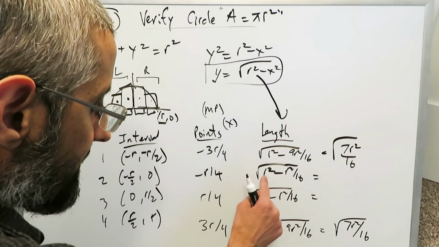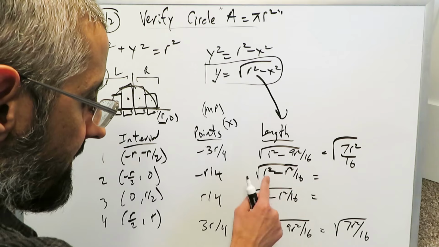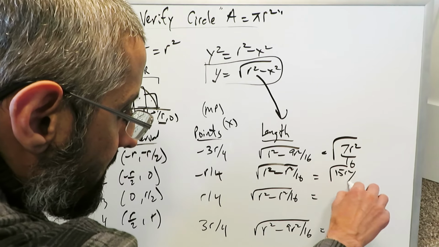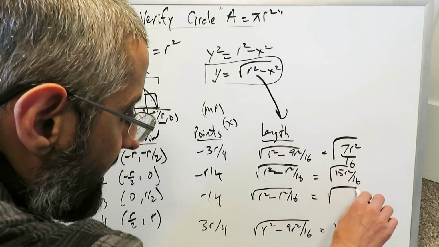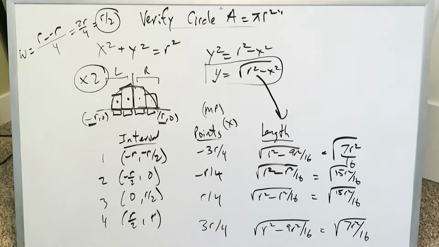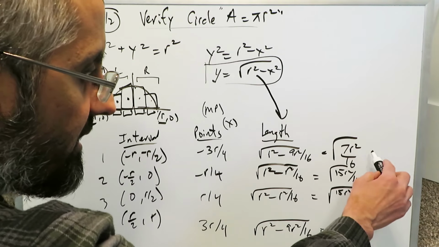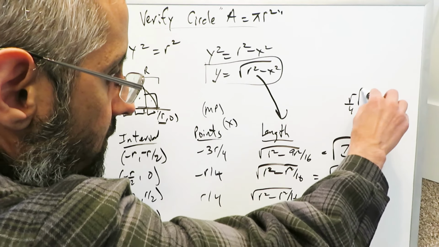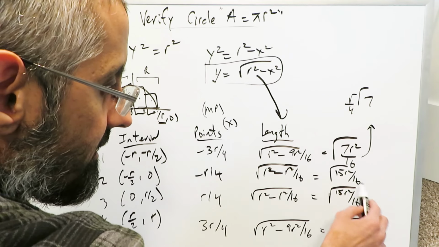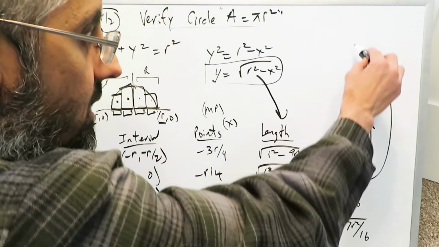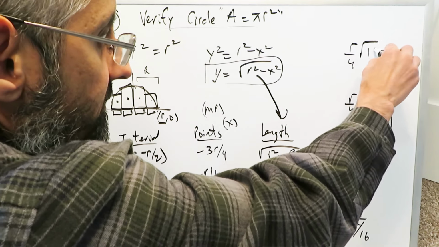Common denominator 16, r squared minus r squared over 16. You'll have 16r squared minus r squared. You'll have 15r squared over 16. Here you'll again have 15r squared over 16, and all of these are in roots. And again, you can simplify them once more because you have perfect squares showing up in here. This right here will simplify to r over 4 root 7. This is exactly the same. This right here will simplify to r over 4 root 15.